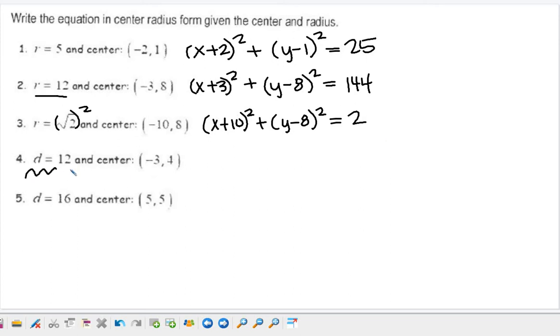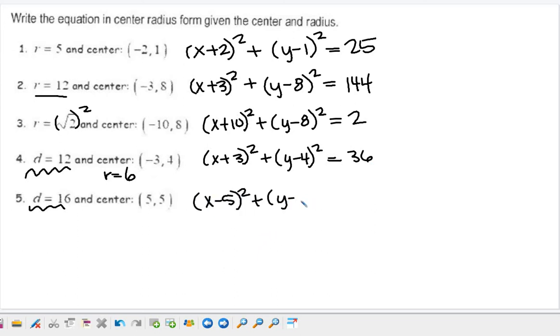Number 4, immediately notice that in 4 and 5 it gives us the diameter and not the radius. So I would go under here and write radius. If diameter is 12, then radius is 6. Be super cautious. They love to do this in college algebra as well. So we have (x + 3) squared plus (y - 4) squared is equal to the radius squared, which is 36. So same thing, (x - 5) squared plus (y - 5) squared is equal to the radius squared. So radius, half of 16 is 8. So radius squared is 64.